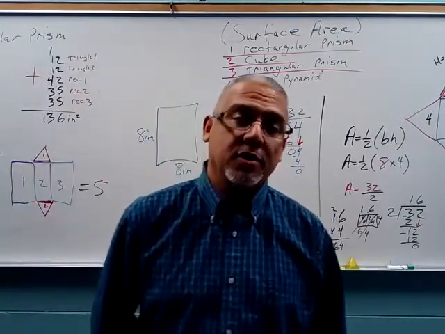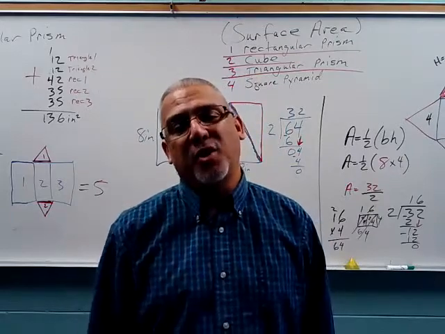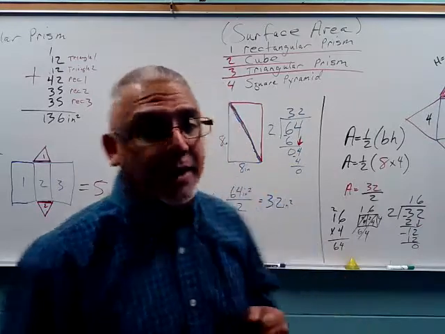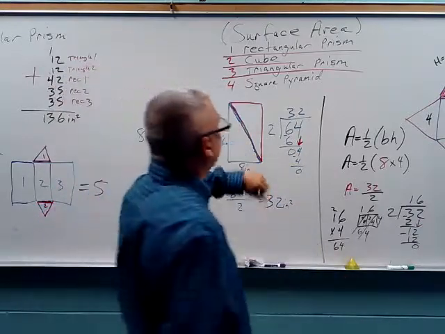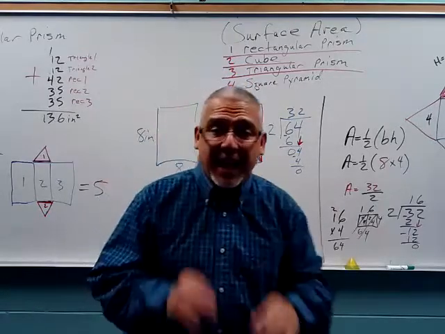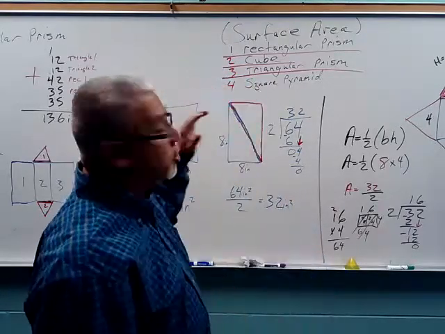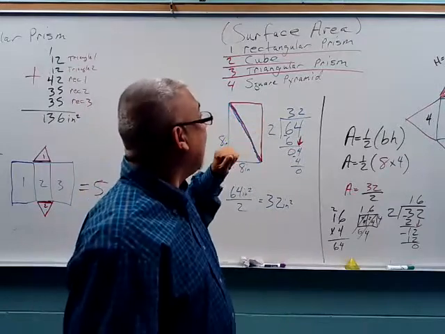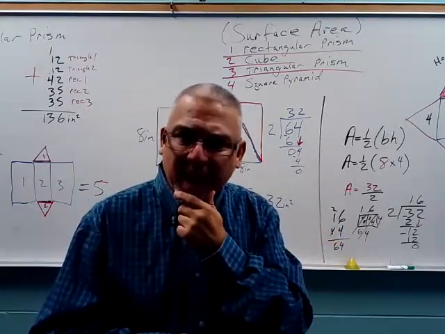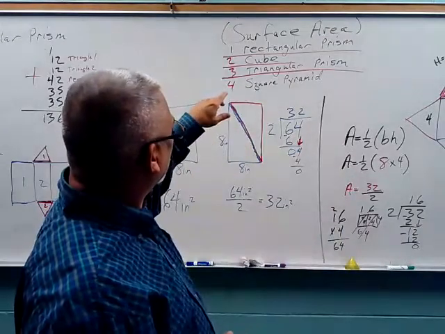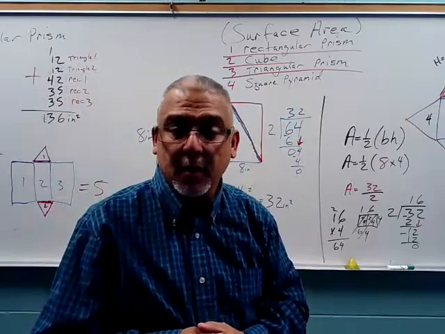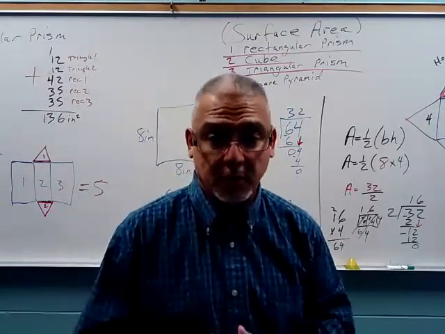All right. So we're talking about surface area. Now, last Friday, I talked to you about the surface area of a rectangular prism and a cube. Today, I'm going to talk about a triangular prism and a square pyramid. But what do those have that the rectangular prism and the cube don't have? They don't have a triangle.